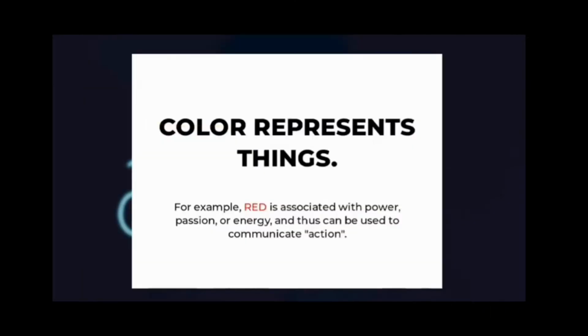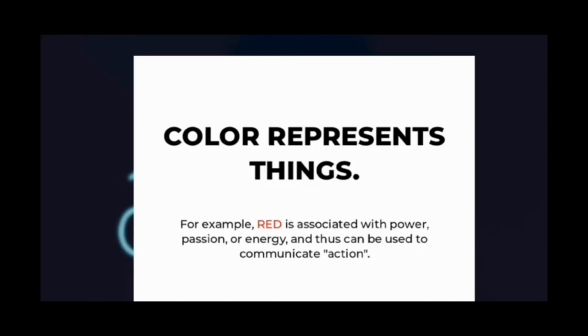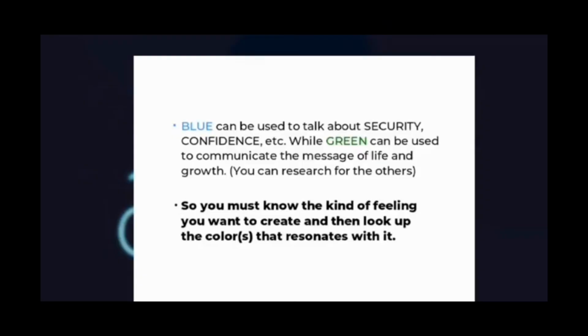Now let's talk about color. Color represents things. For example, red is associated with power, passion or energy, and thus can be used to communicate action. Anywhere you see the color red, you know that it communicates action. It shows that you are strong, you are powerful. It represents energy, and that's how it can be communicated. You understand? So you cannot just use red for any of things.